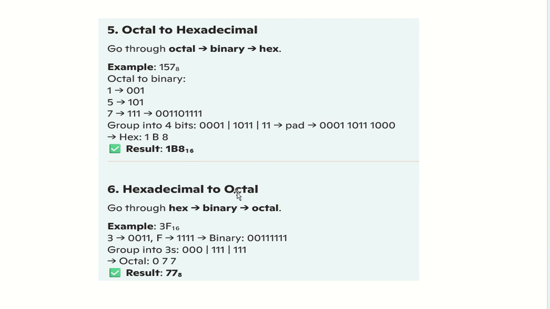Now hexadecimal to octal. In order to convert hexadecimal to octal, we have to convert from hexadecimal to binary, and then binary to octal. So the hexadecimal value given is 3F base 16. 3's binary value is 0011. Then F is four ones. Now we have the binary representation. We have to divide into 3 parts. So 000, 111, again 111. So the representation is 077. The 0 on the left side has no value, so we take the final answer as 77.